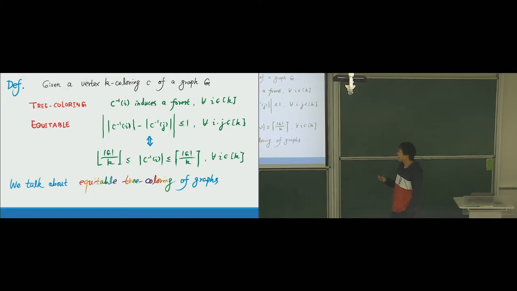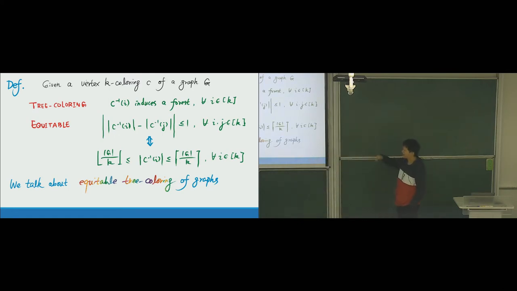If we are given a vertex covering, we call it a tree covering if every color class induces a forest. If this covering is equitable, we see that the sizes of any two color classes differ by at most one. That means equitable. In other words, if a covering is equitable, each color takes at most a certain number of vertices and at least a certain number of vertices. So this is the definition of equitable.